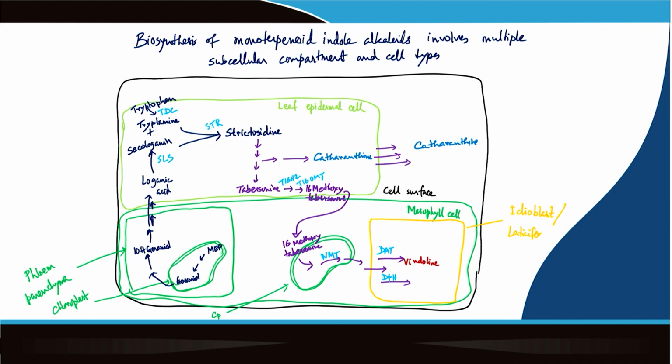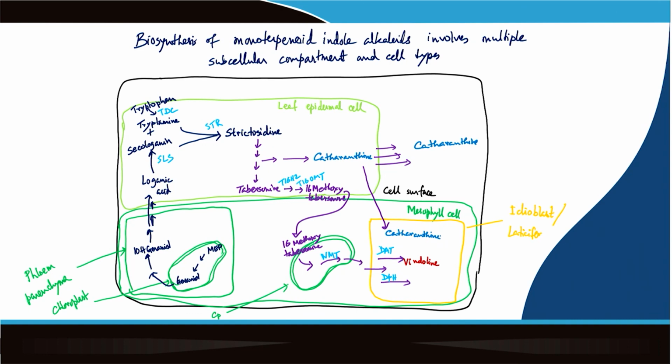And only a portion of catharanthine can be transported from here through here to here. So, that eventually joins and makes the dimeric indole alkaloids.